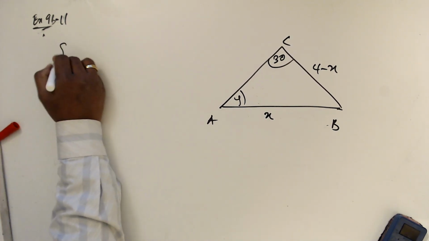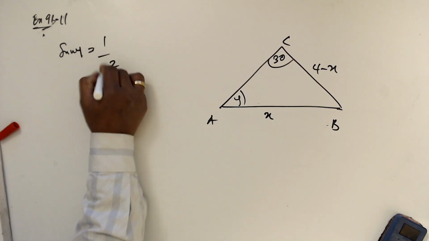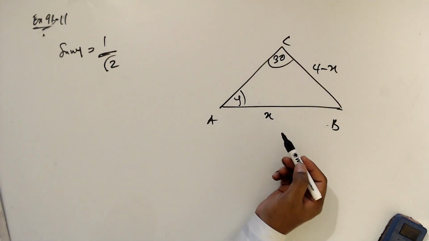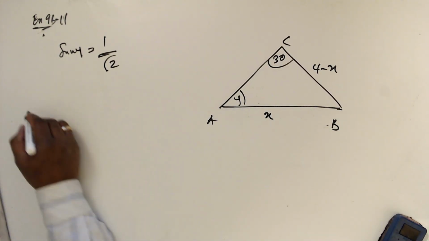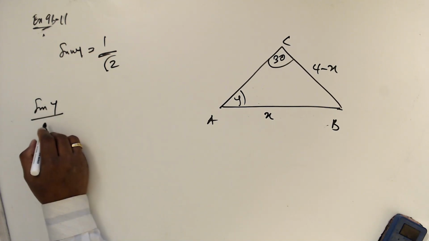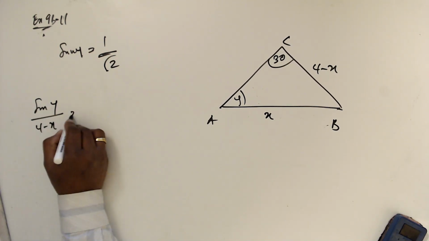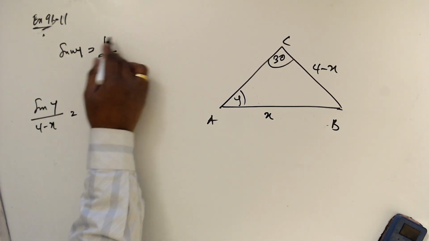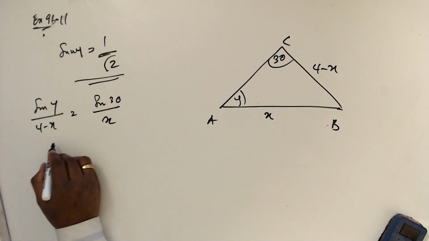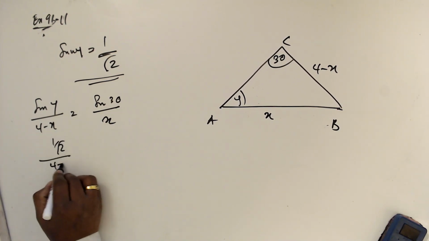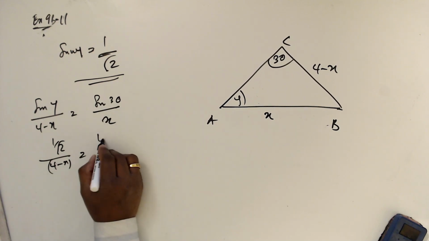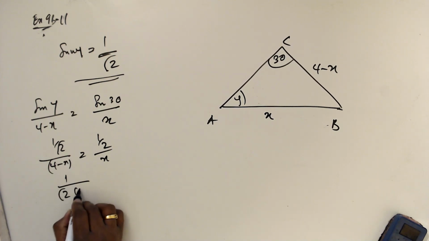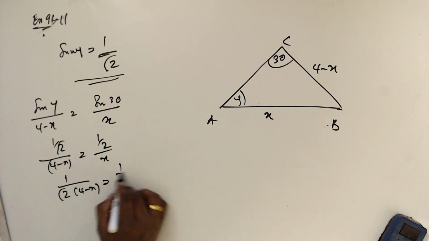Question number 11. We are given sine y equal 1 over square root 2. So that's a good sign. Sine y over 4 minus x equal sine 30 over x. Sine y is 1 over square root 2, given. So 1 over square root 2 over 4 minus x. Sine 30 is half x. So this is going to be 1 over square root 2 times 4 minus x equal 1 over 2x.